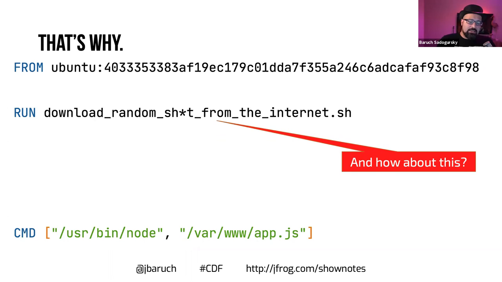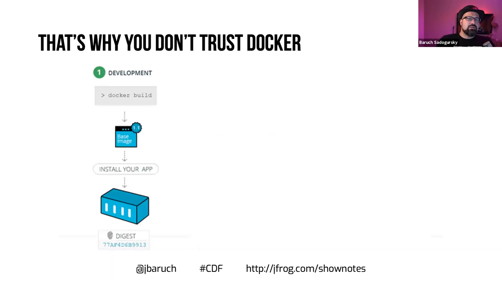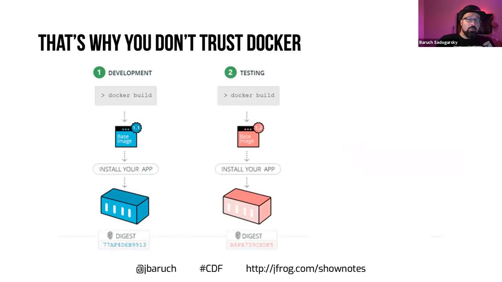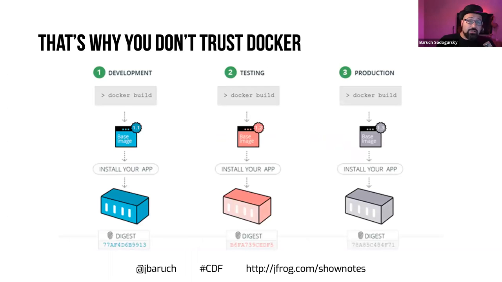What I mean by that is that you cannot really be certain that what you build in your development environment, what you build in your test environment, and what you build in your production environment are actually the same images, or are they different? And this is exactly why we have this nagging feeling that something is not 100% reliable.